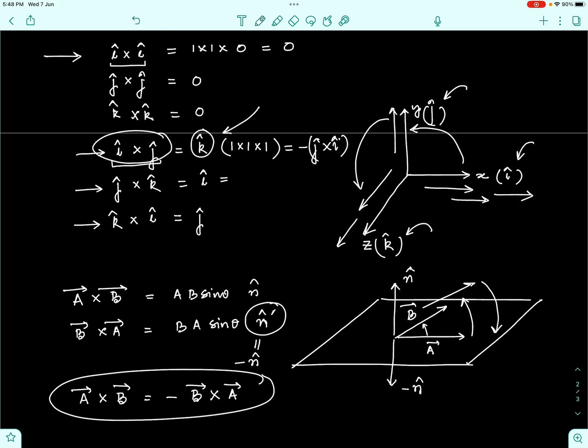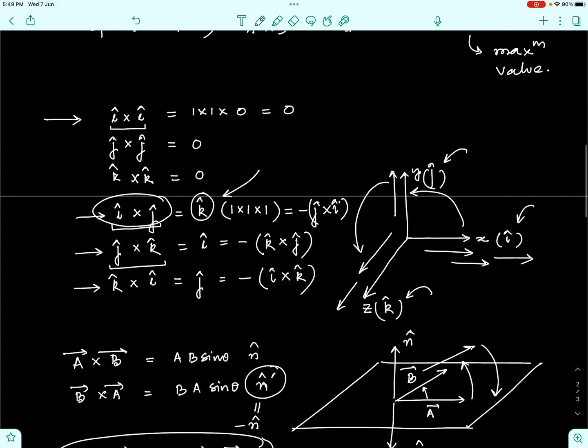Similarly, j cap cross k cap is i cap. So we understand that k cap cross j cap will be minus i cap, so I can write this as minus of k cap cross j cap. And similarly, k cap cross i cap is j cap, so this will be minus of i cap cross k cap. So cross product is anti-commutative, and we can get the values like this.